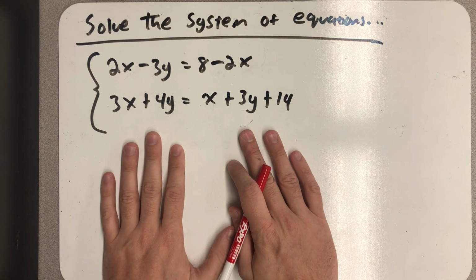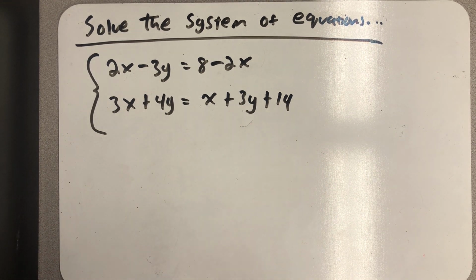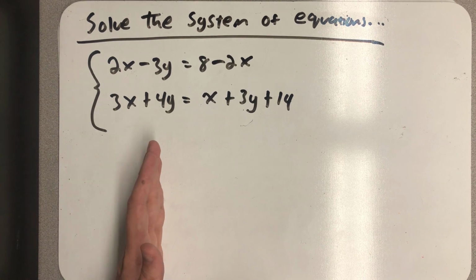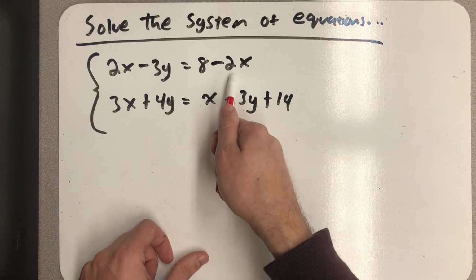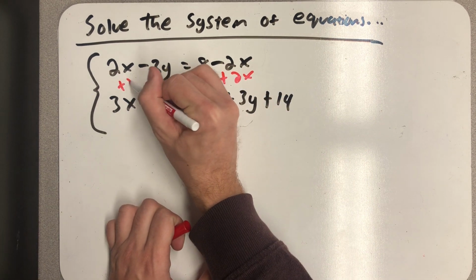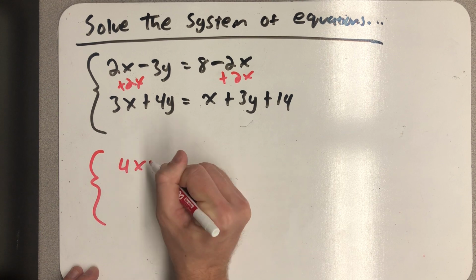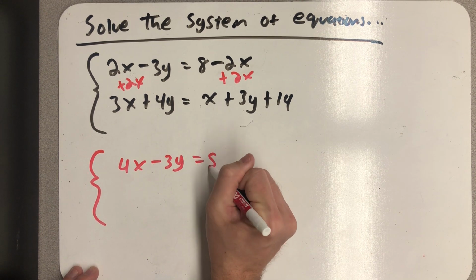But to start off with, this system isn't what I'd consider in standard form. I want to make it look like all the other systems I'm used to. So I'm going to rearrange both equations so I see an ax plus by equals c. So in this first equation, I'm going to add 2x to both sides, making my first equation 4x minus 3y equals 8.